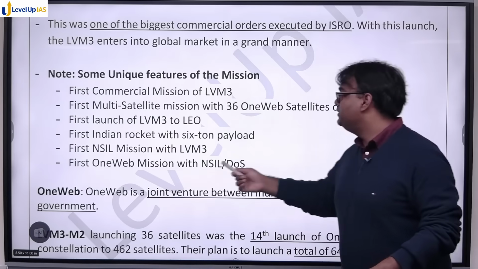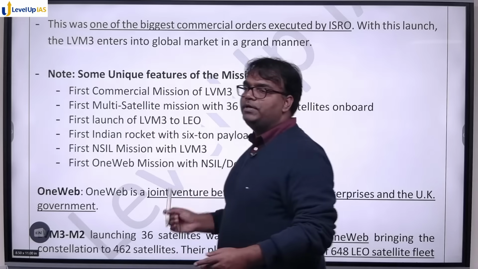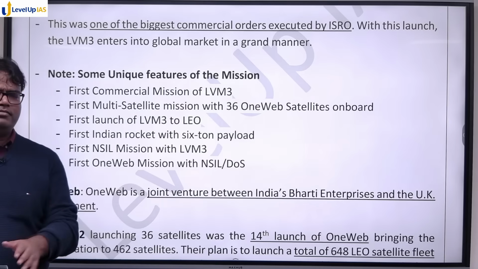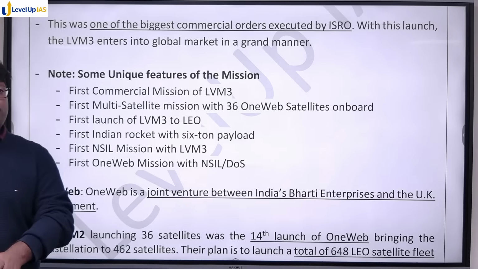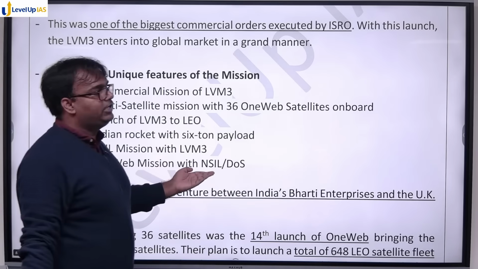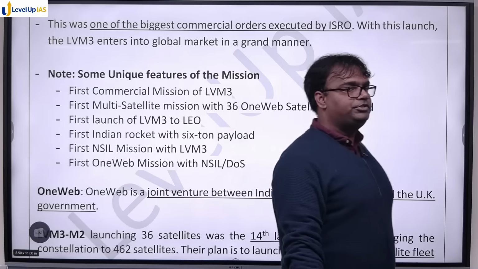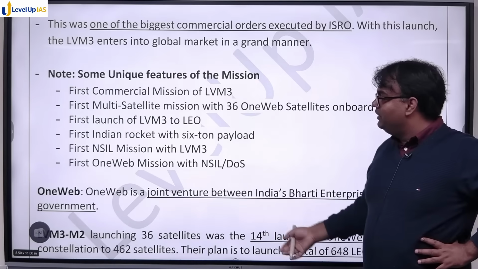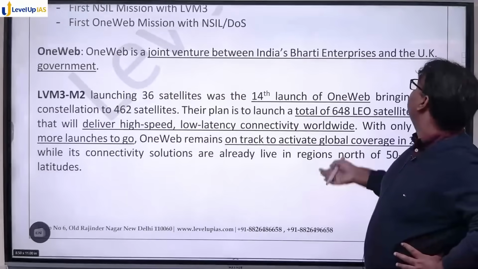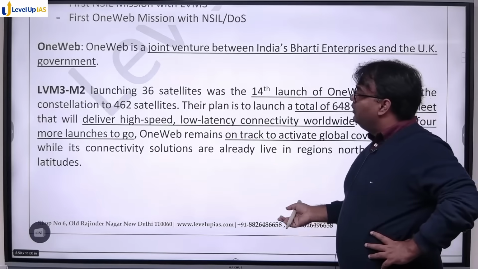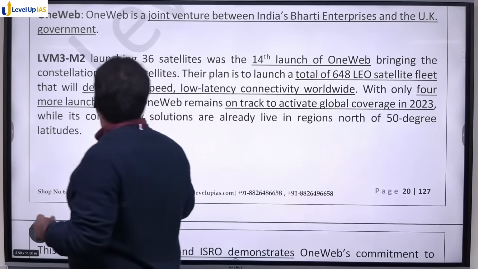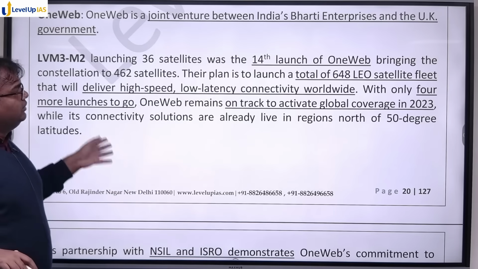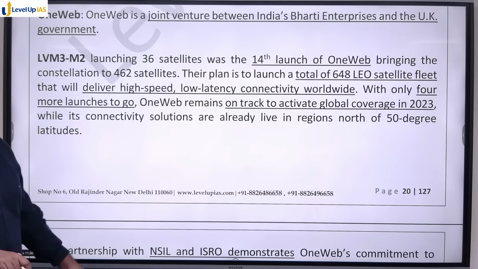First OneWeb mission with NSIL and DOS, the Department of Space. OneWeb is a private, London-based company, and this is their first mission with LVM3. In fact, it is also the first mission with India's space commercial arm NSIL. So many firsts in LVM3. OneWeb is a joint venture between India's Bharti Enterprise and the UK government. They want to provide high speed, low latency connectivity worldwide, and for that they are launching a lot of satellites. 36 of these satellites were launched with the help of LVM3.